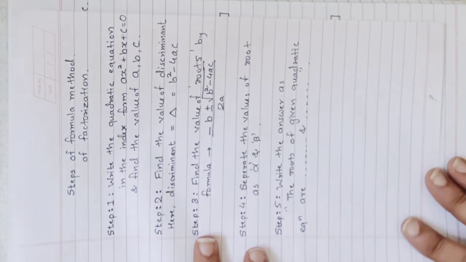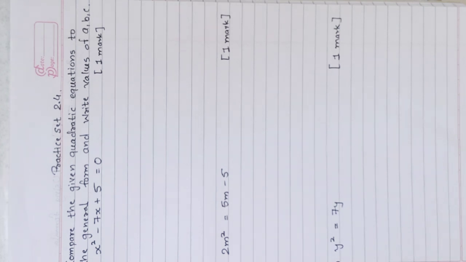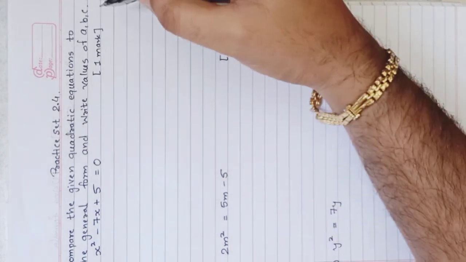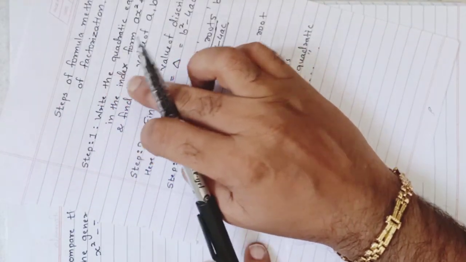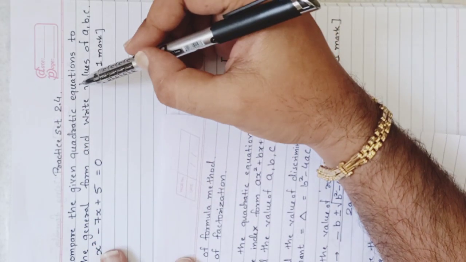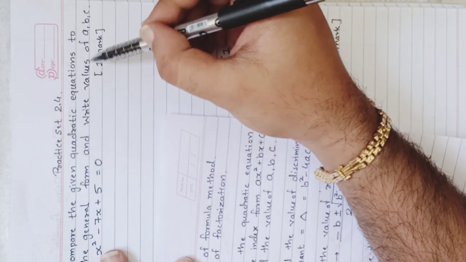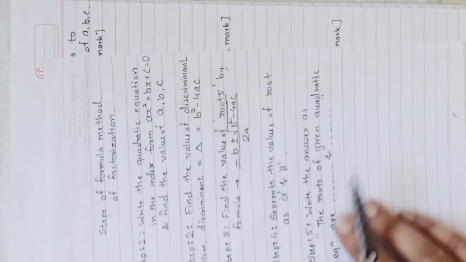Okay, so we will start with the first exercise, 2.4, right? Compare the quadratic equation to the general form and write the value of a, b, c. It has only the first step. In short, you have to do only the first step. They have not told us to factorize this. They have just told us to write the value of a, b and c. So only the first step you have to do.